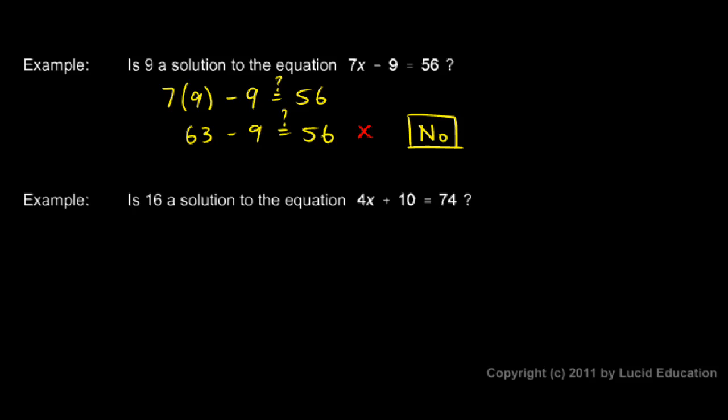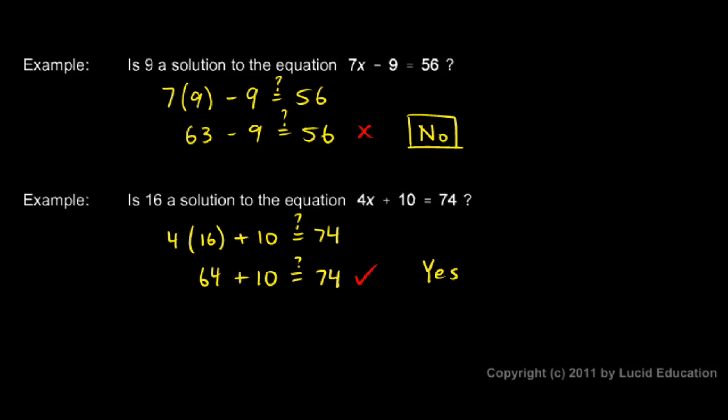And the last example, is the number 16 a solution to this equation? 4x plus 10 equals 74. Well, let's write it. 4 times x, but instead of x I write 16, plus 10. Is that equal to 74? Well, 4 times 16 is 64. So I have 64 plus 10. Is that equal to 74? And it's pretty easy to see that that is. So the answer is yes. The number 16 is a solution to this equation.